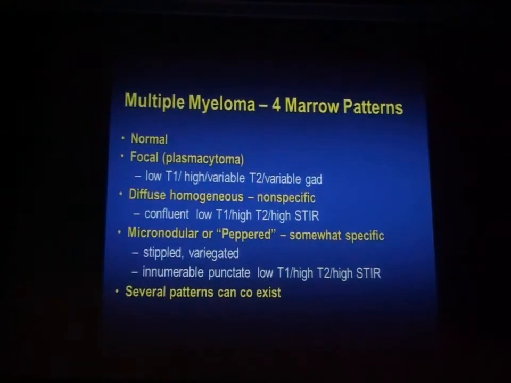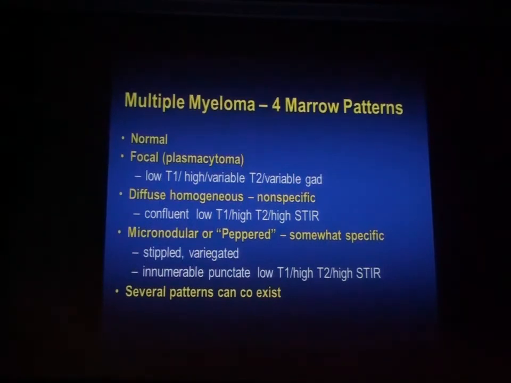Multiple myeloma is important to talk about because it's the most common primary bone malignancy, and people have described 4 different marrow patterns that you can see in multiple myeloma. Early on, it can be normal. You can get a focal form called plasmacytoma, and then later, in more advanced cases, there can be diffuse marrow signal abnormality or a micronodular or peppered kind of a pattern.